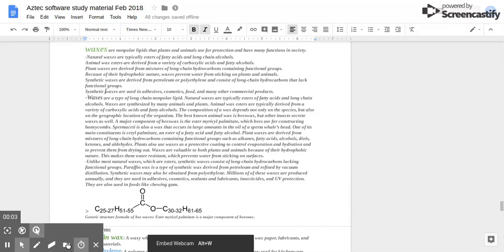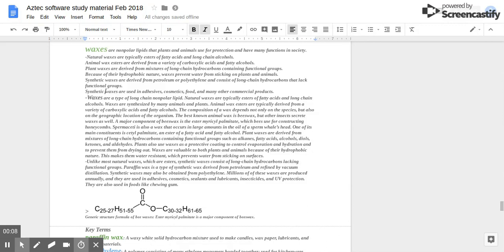Hi, we're continuing with cell biology and life science in a nutshell. We were learning about waxes, which are lipids that plants and animals contain, used for protection, usually from water, preventing water due to their hydrophobic nature.